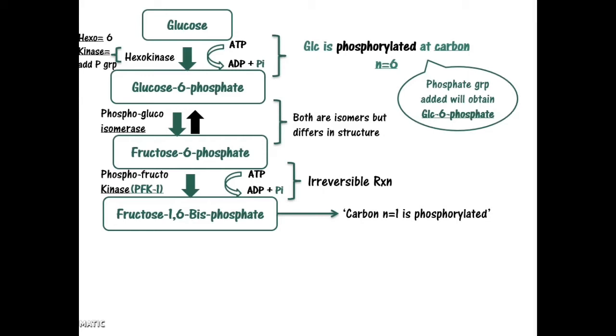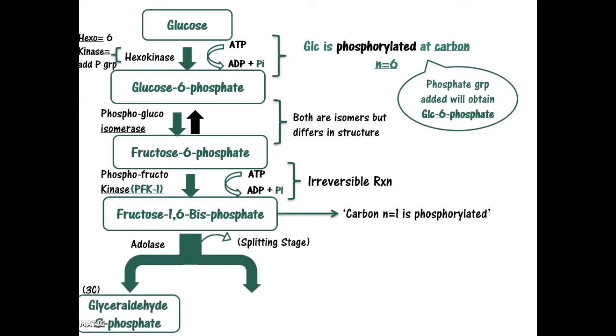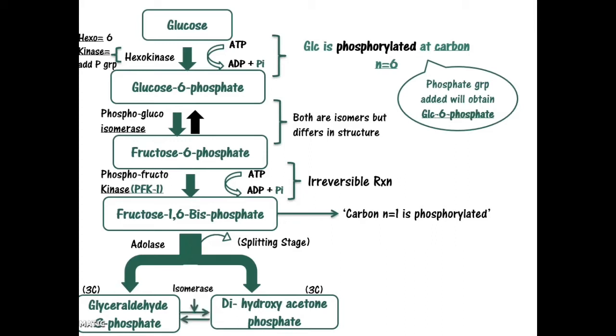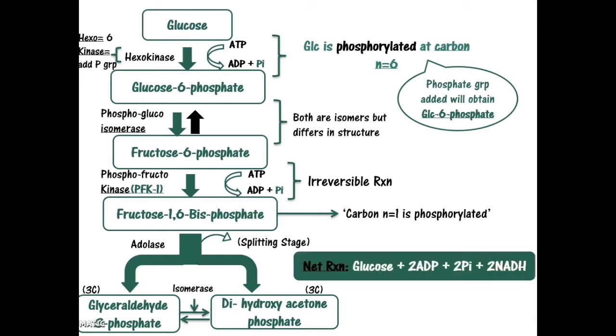Then, this molecule will undergo the splitting stage through aldolase, producing glyceraldehyde 3-phosphate and dihydroxyacetone phosphate. But good to know that glyceraldehyde 3-phosphate will be able to produce the products of phase 2. However, dihydroxyacetone phosphate, its isomer, cannot. For that reason, dihydroxyacetone phosphate will be converted into its isomer glyceraldehyde 3-phosphate by the enzyme isomerase, thus yielding 2 glyceraldehyde 3-phosphate molecules instead of 1.